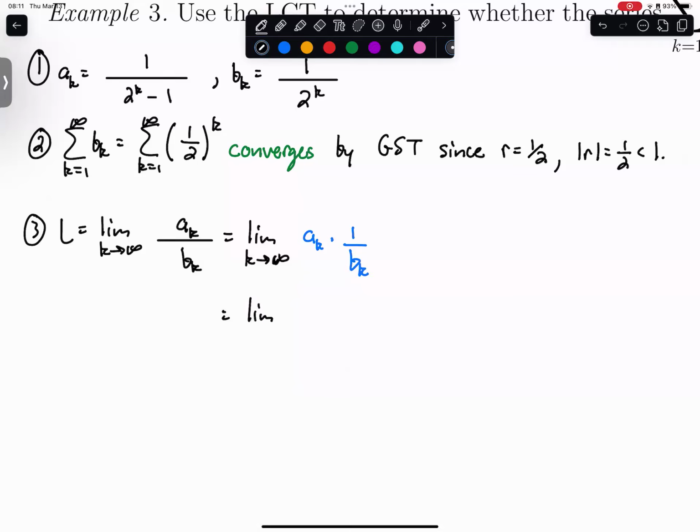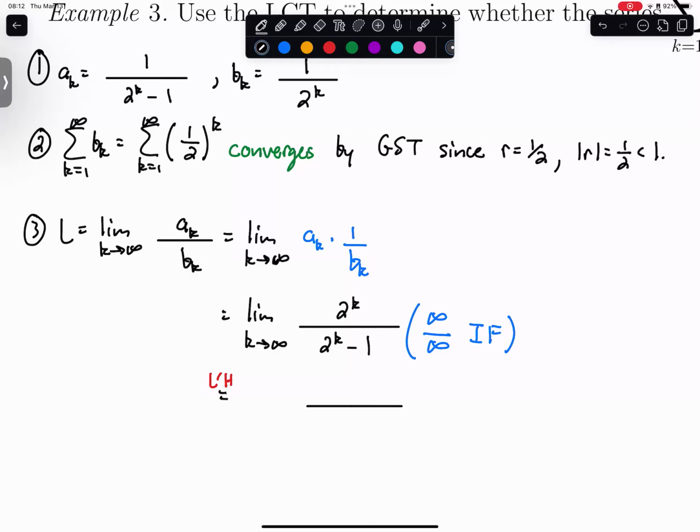If I were to write down A of k and the reciprocal of B of k and take the quotient of that, I would have 2 to the k power times 2 to the k power minus 1. Now, one way you can take this limit is to use L'Hopital's rule, because if you took the limit of the numerator and denominator separately, you would get an indeterminate form of infinity over infinity. So let's apply L'Hopital's rule here to see what we get.